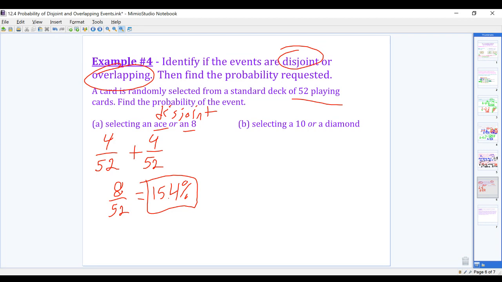Different color. Boom. Select a 10 or a diamond. Well, a 10 could be a diamond, 10 of diamonds, right? So you would want to say that this is overlapping. Okay, that's step 1. So you know they're going to include both. So if you don't want to draw the Venn diagram, you could, if you wanted to, draw all the 10s there are and how many of the diamonds there are. But if you know cards, you know that there's obviously 4 10s in the mix out of 52.